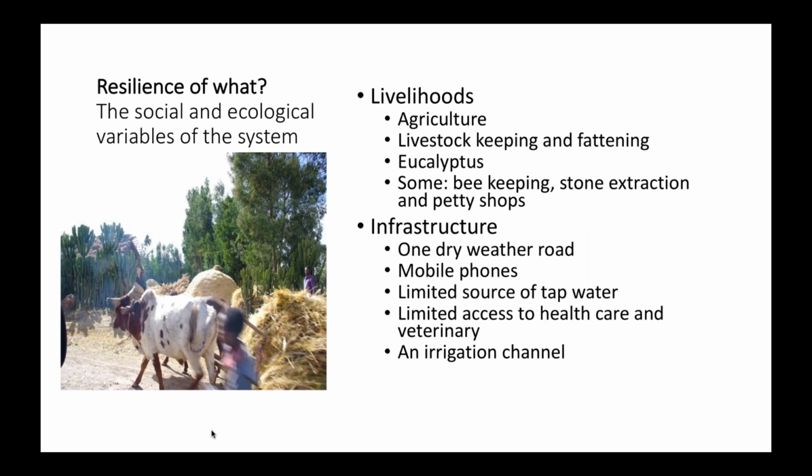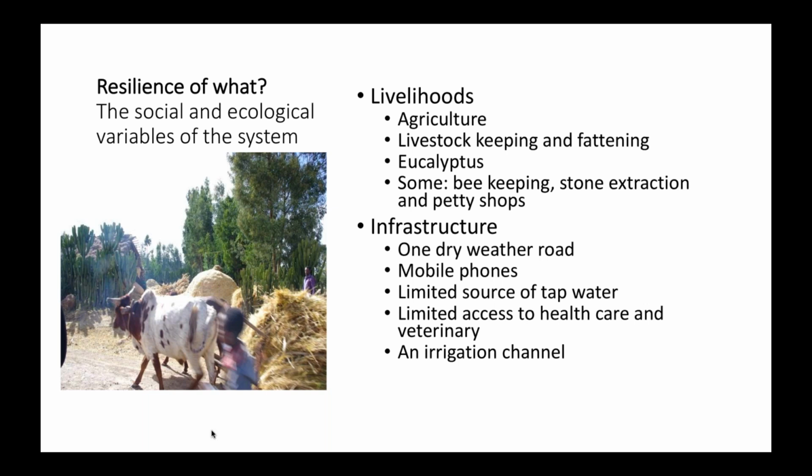We looked at the livelihoods. It's an agricultural community basically. They keep livestock. And unfortunately, as you can see from the picture in the background, they plant eucalyptus. I'll come to the impact of eucalyptus later. There are also some livelihood activities like beekeeping, stone extraction, and petty shops. They have small shops. In terms of infrastructure, they have one dry weather road.